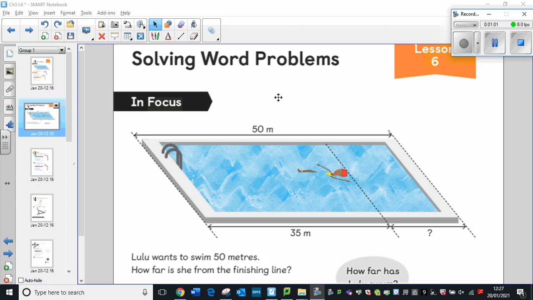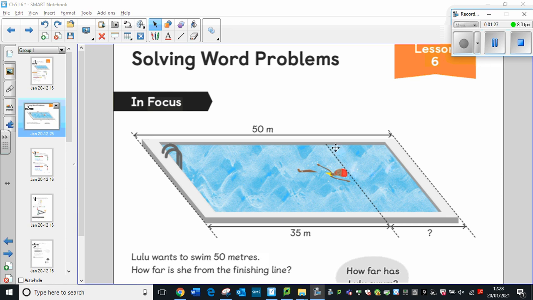All right, so let's look at the first question together. Okay. Now, this is all to do with Lulu, okay? Lulu wants to swim 50 metres. Now, looking at the picture of the pool of her swimming, we can see that one length of the pool is exactly 50 metres, so we're quite lucky. So she wants to swim one full length of 50 metres.